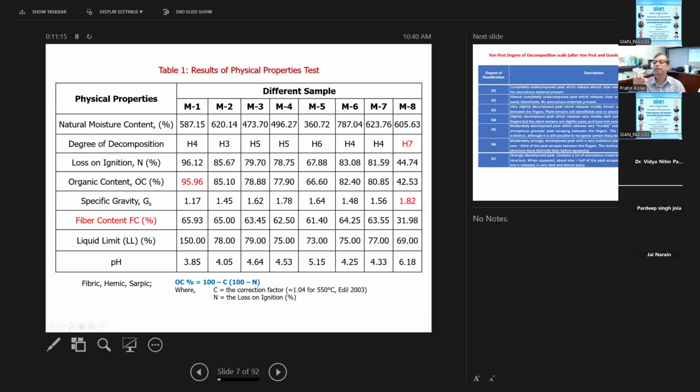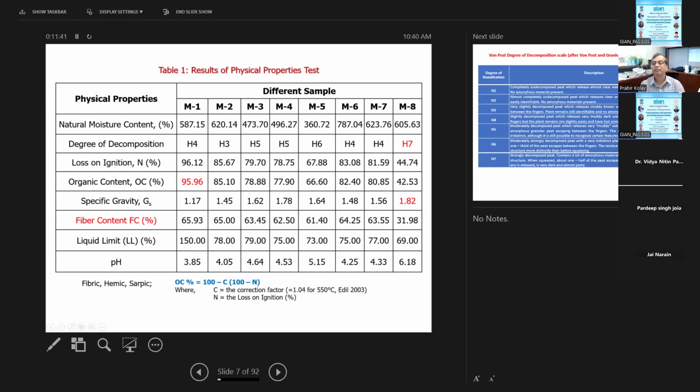It is converting from organic soil to mineral soil. The specific gravity is increased. Fiber content is also decreased for more decomposed. Initially, for peat, it was 65%, almost 66%. For M8, it is 31%. Liquid limit, you see here, liquid limit is 150%. And then for M8 is 69.